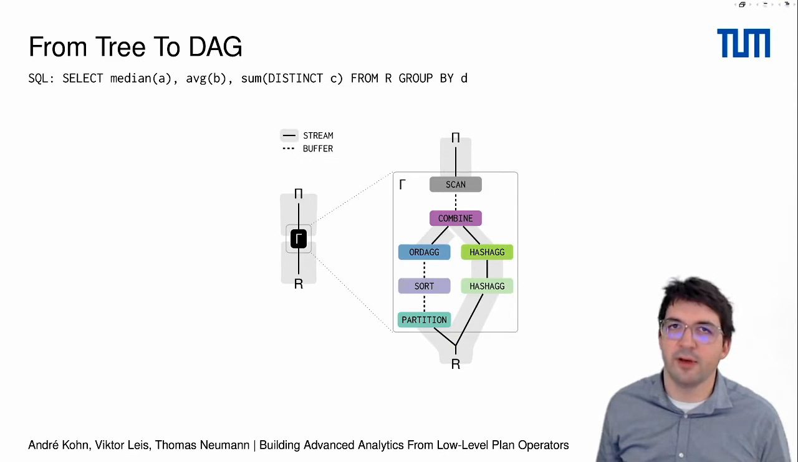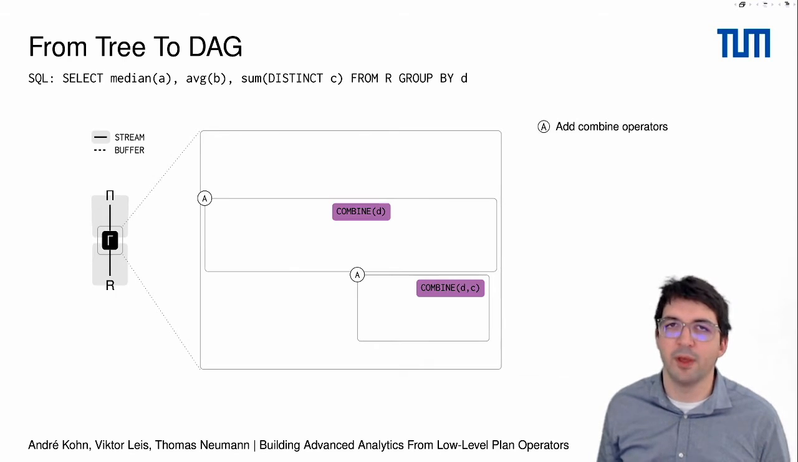Let's now take a look at how we can derive these low-level plan operators systematically for our example query. First, we need to identify all the different groupings that occur, and we introduce combine operators for all of them. We will try to get rid of combine operators later, but they will ensure that our plan can actually produce all the required aggregates in the end.